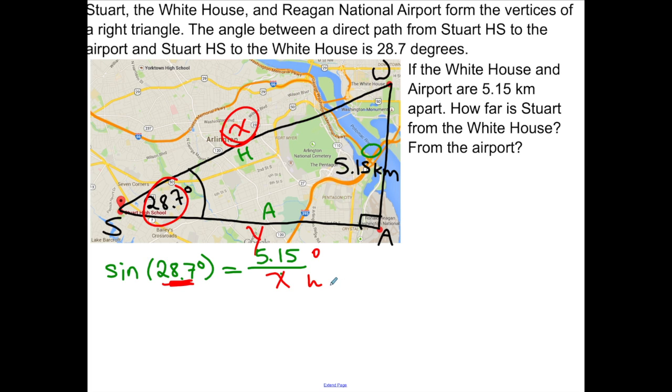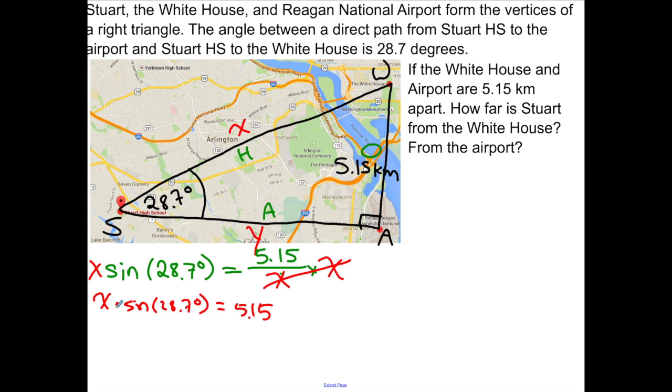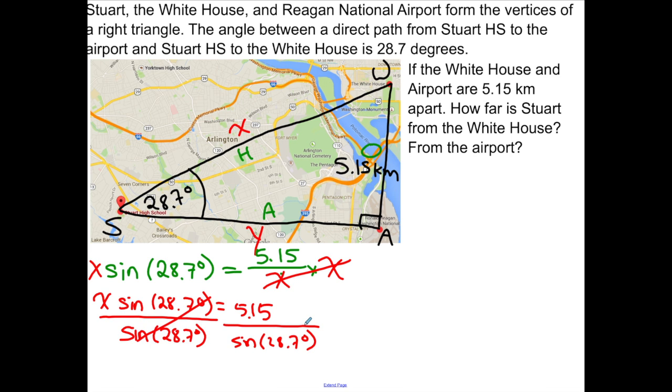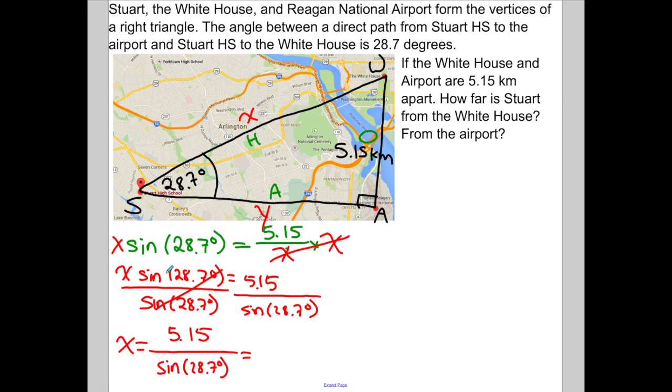So for this one, we want to try to isolate the X, so we've got to multiply both sides by X like that. If we do that, then the X cancels on the right side, and we're left with this: X times sine 28.7 degrees equals 5.15. X is still not isolated, so we're not done. We've got to divide both sides by sine 28.7 degrees. So that's why this cancels out over here. X is by itself now. So now we have X equals 5.15 over sine 28.7 degrees.